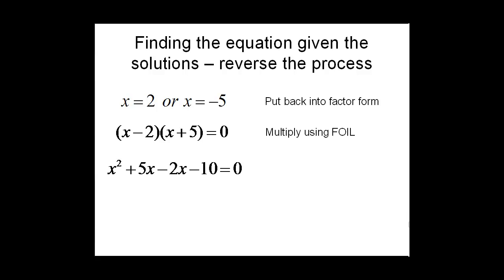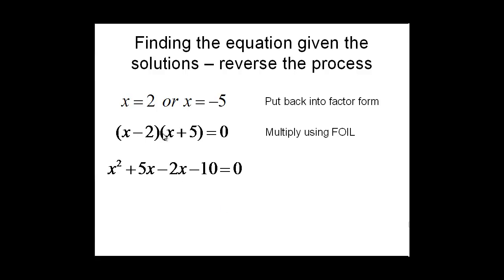Okay, now we're going to reverse the process. Suppose we have x equals 2 or x equals negative 5. If you take this 2 and move it across the equal sign, take that 5, move it over by the x, you'll get your 2 factors. x minus 2, moving the 5, x plus 5. Then if you multiply x times x, you get x squared, x times 5, 2 times x, and 2 times 5.